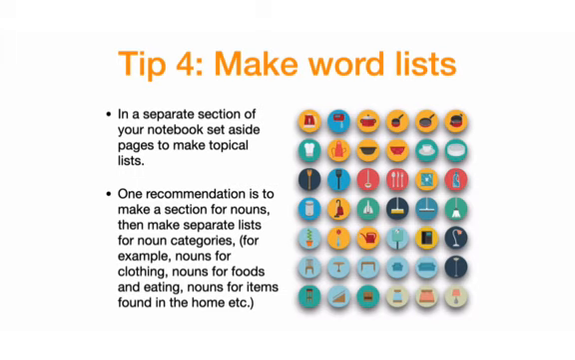Tip 4. Make word lists. In a separate section of your notebook, set aside pages to make topical lists. One recommendation is to make a section for nouns, then make separate lists for noun categories, for example, nouns for clothing, nouns for foods and eating, nouns for items found in the home, etc.